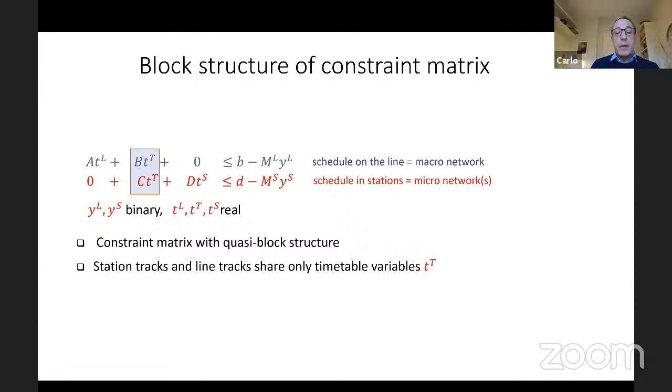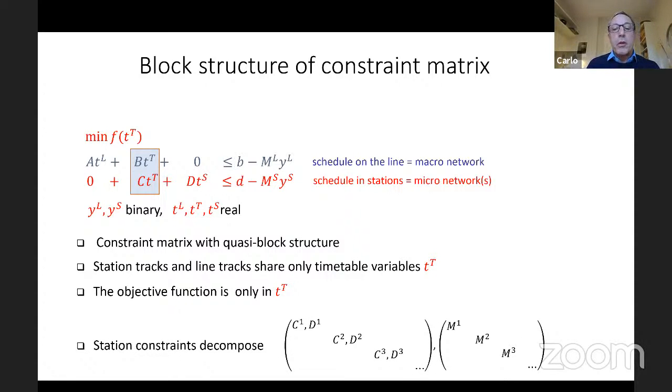The interesting thing is that these constraints only share a very small number of continuous variables, which are the timetable variables, the times when the trains enter and exit the stations on the railway. No binary variables are shared. This is also very interesting. And the objective function is only in the timetable variables, because what we measure in the objective function is the delay with which trains arrive at stations.